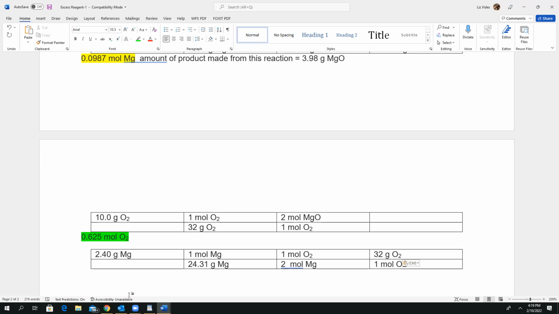And that gives us 1.57. Is it 5.7 or 5.8? 5.8. 1.58 grams of O2 is used in the reaction, right? Okay, so we started with 10.0 grams of O2.